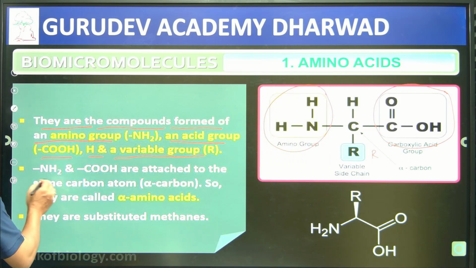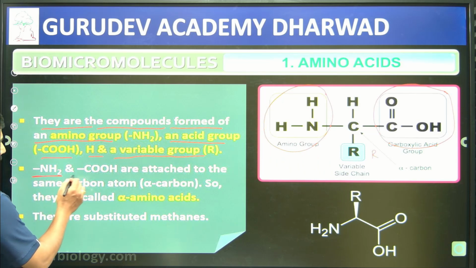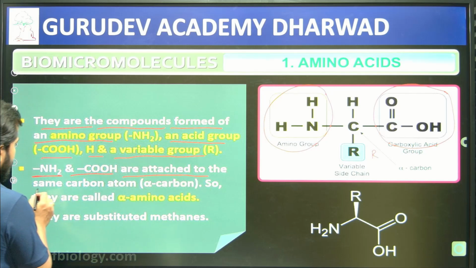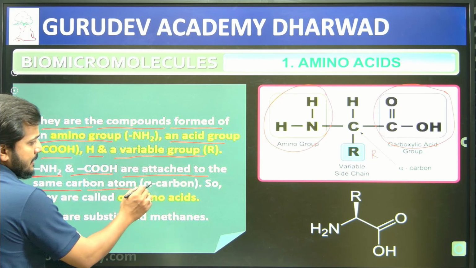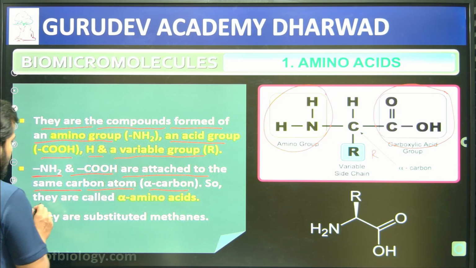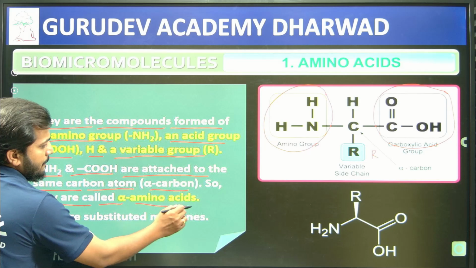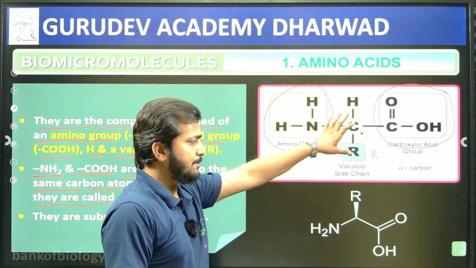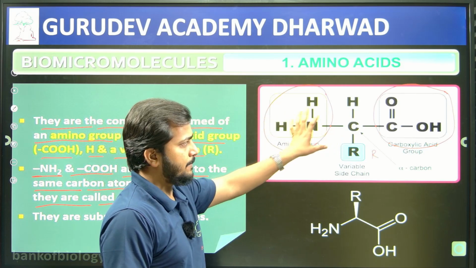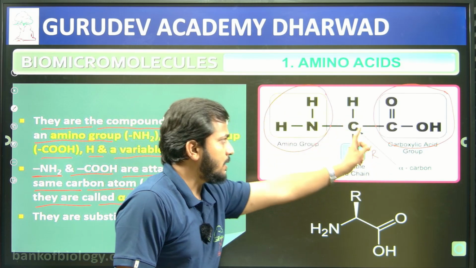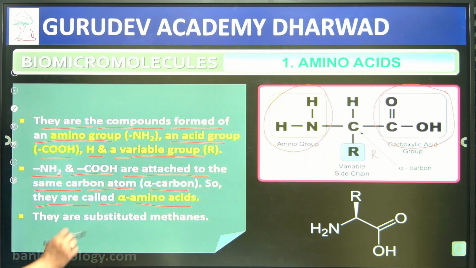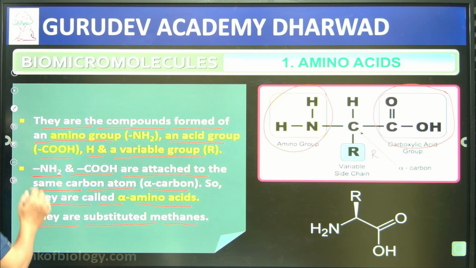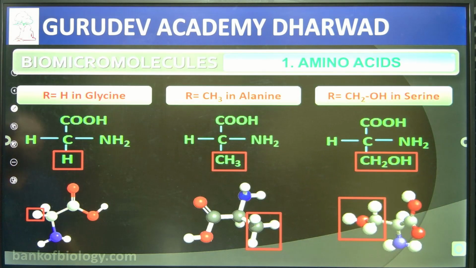Majorly, the amino group and the carboxylic acid group are attached to the same carbon atom, that is, the alpha carbon atom. So they are called alpha amino acids. With respect to the alpha carbon, the same carbon has the amino group and carboxylic group attached, so we call it the alpha carbon, and they are substituted methanes. They are majorly substituted forms of methane.